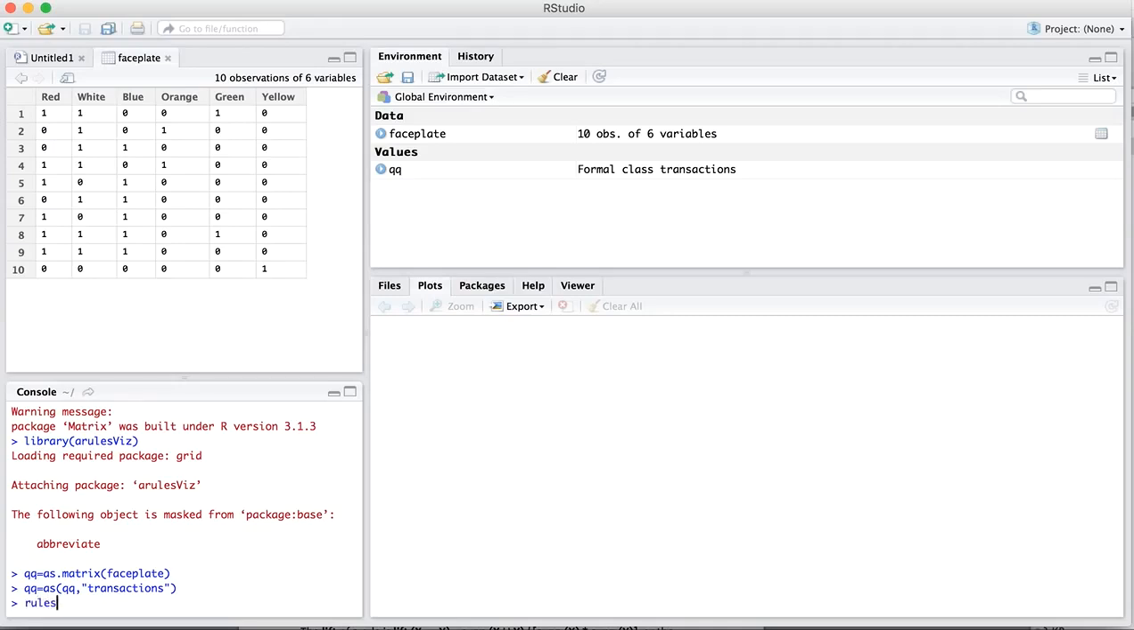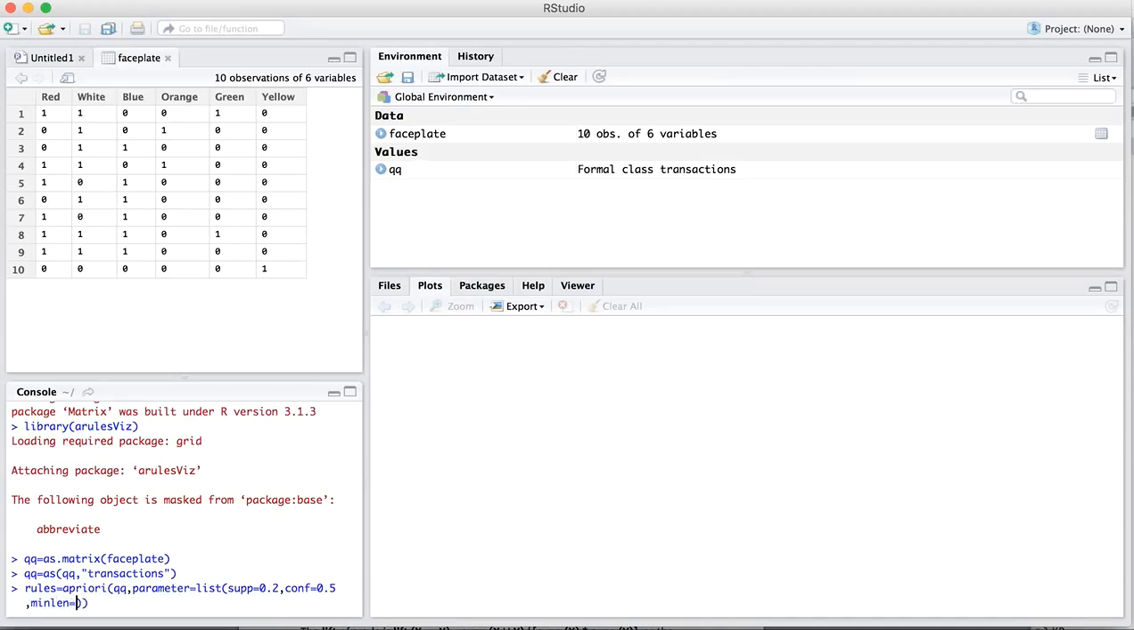To do that, rules equal to, it's a type of program that uses apriori, that is the algorithm, apriori, QQ, parameter equals list. So this is where we tell what exactly we want. We want the support to be equal to, you can decide, say it should support at least 2 transactions, which means 2 out of 10, that is 20%, 0.2, comma. You can say the confidence should be at least 50%, so 0.5, and minimum length should be equal to 2.